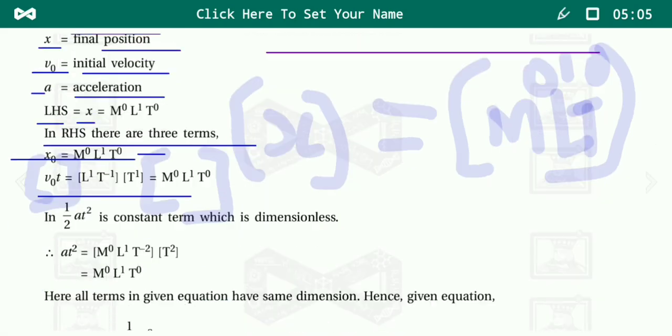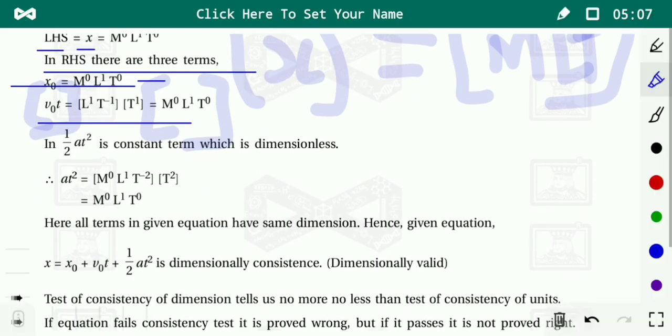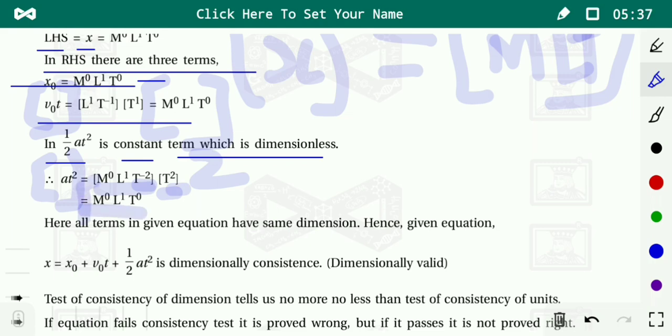Okay students, the last term is (1/2)at². Half is a constant, and a constant does not have any dimension, so only [at²] should be within a square bracket. a is acceleration. Acceleration has dimensional formula M⁰L¹T⁻², and t has power 2, that is why T². So T⁻² and T² will cancel, so it should be [M⁰L¹T⁰].